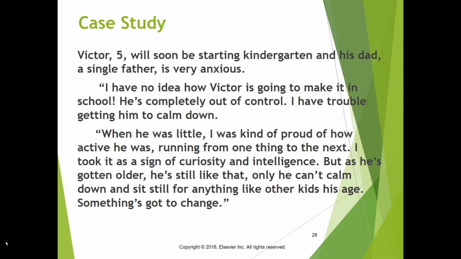So, a little case study. Victor, 5, will soon be starting kindergarten, and his dad, a single father, is very anxious. "I have no idea how Victor is going to make it in school. He's completely out of control. I have trouble getting him to calm down. When he was little, I was kind of proud of how active he was, running from one thing to the next. I took it as a sign of curiosity and intelligence, but as he's gotten older, he's still like that, only he can't calm down and sit still for anything like the other kids his age.